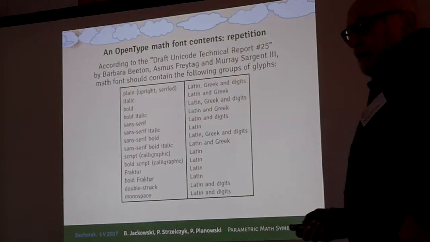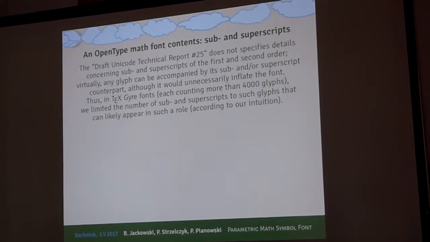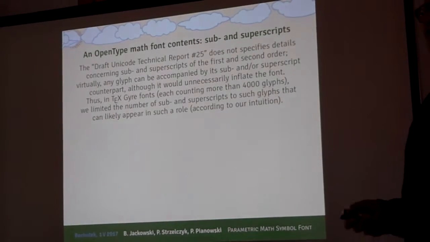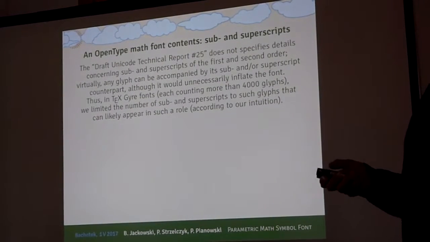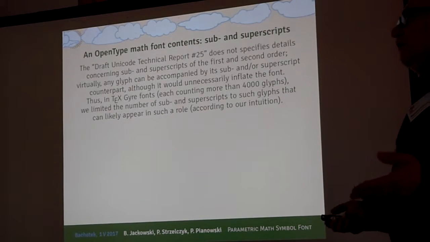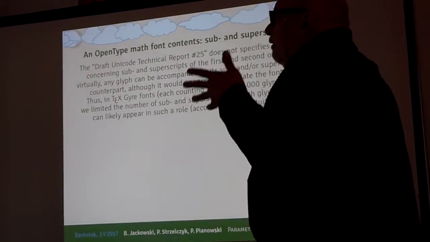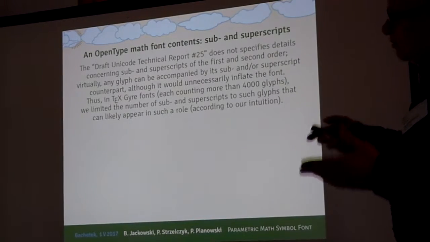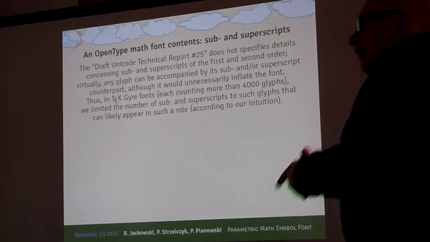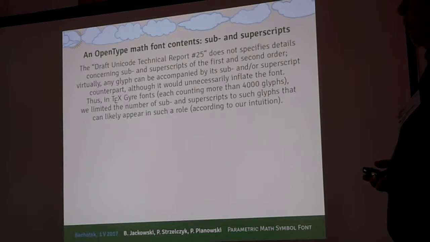So this table does not specify the problem of subscripts and superscripts, which are crucial in math. Virtually any glyph can be accompanied by a subscript or superscript, or subscript and superscript of second order. That's all. Third order does not exist at the moment.